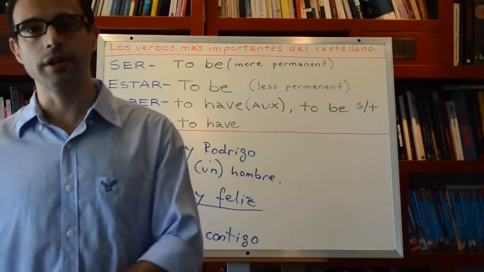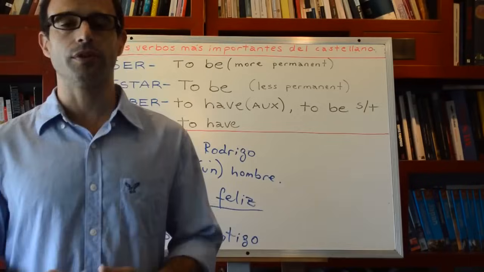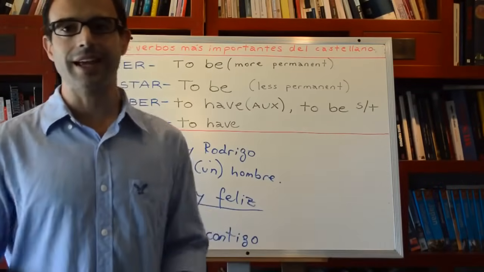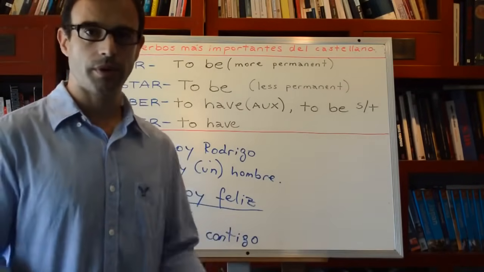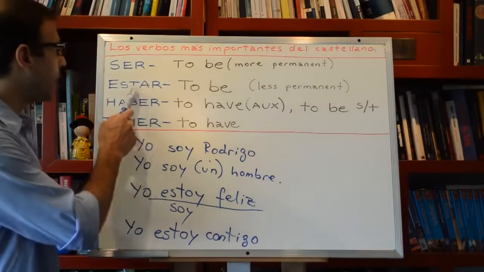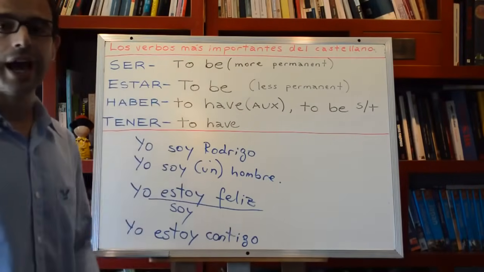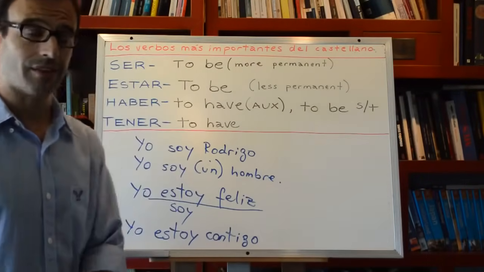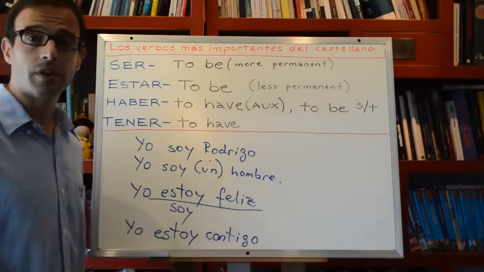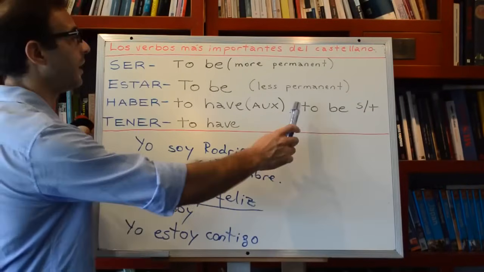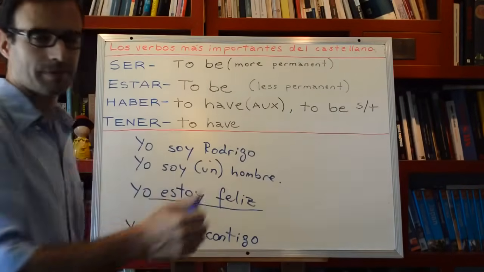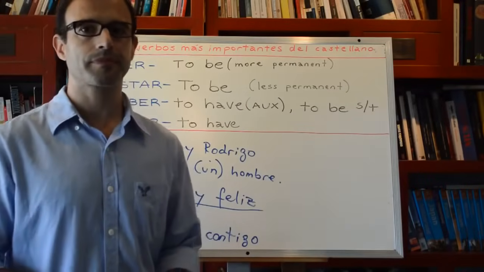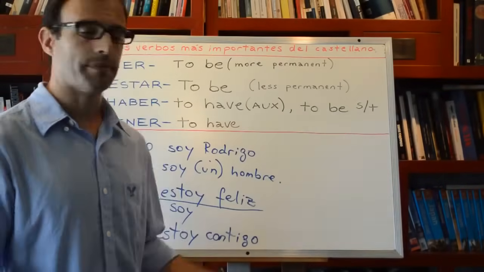I have run, yo he corrido. She has eaten, ella ha comido. Okay? So, the verb haber in Spanish is used as an auxiliary verb for compound tenses. But it also has another use, to be something. And what does this mean?